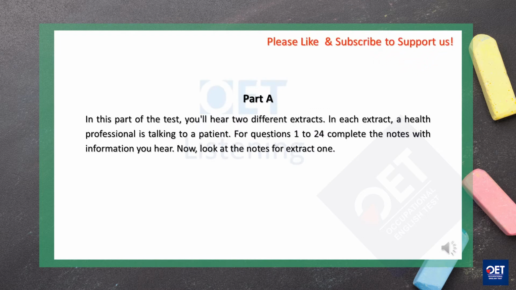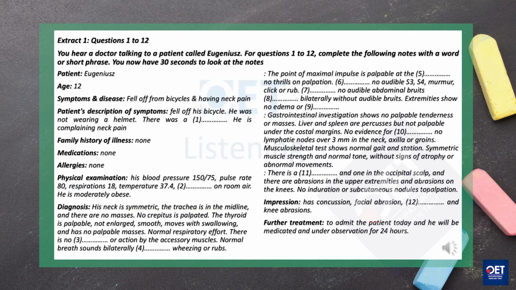Part A. In this part of the test, you hear 2 different extracts. In each extract, a health professional is talking to his patient. For questions 1 to 24, complete the notes with the information you hear. Now, look at the notes for Extract 1. Extract 1. Questions 1 to 12.